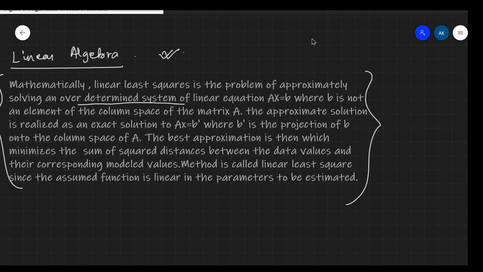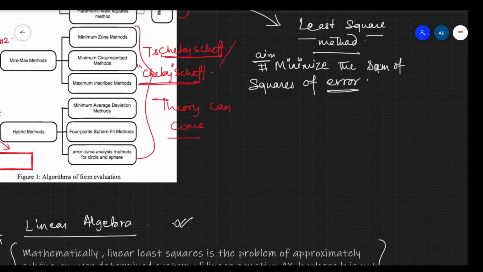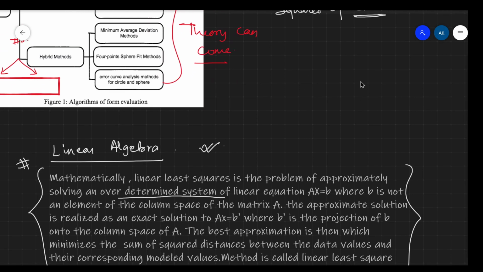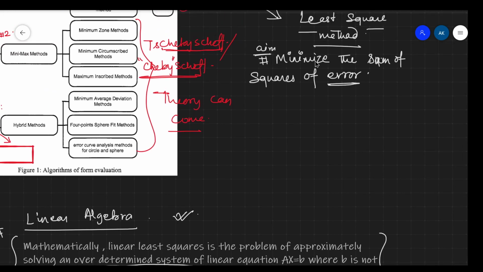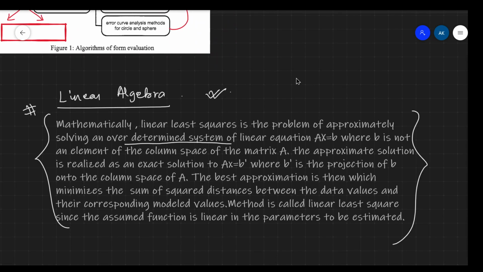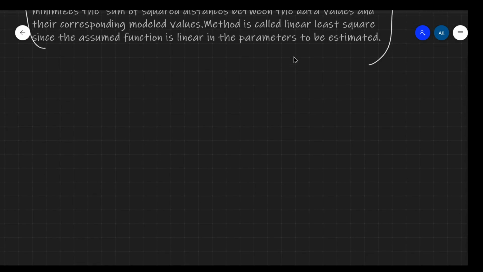Our aim is to minimize the sum of squares of error, and these two things are the same. But this can be visualized and understood easily, and the other, of course, needs some more mathematics, nothing else. So we'll come back to our least square thing.